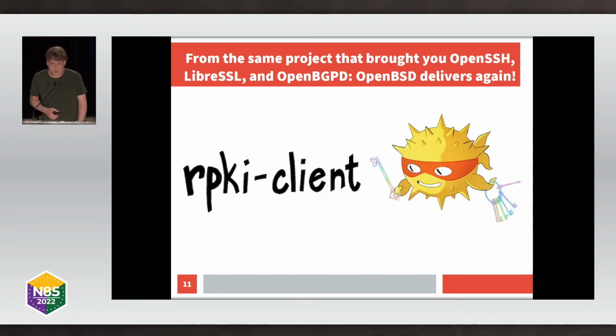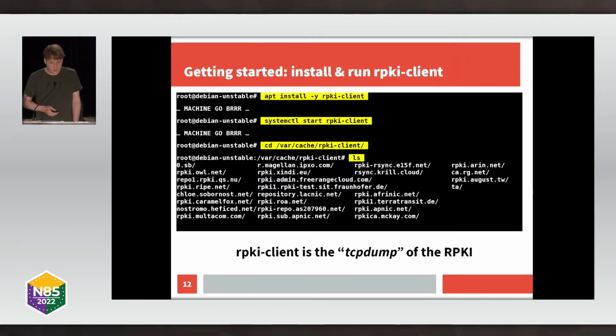So let's get into debugging. From the same group of people that brought you OpenSSH, LibreSSL, and OpenBGPD, there is a magnificent tool called RPKI Client. And RPKI Client not only runs on OpenBSD, but also on all flavors of Linux and Unix. It's very portable software. And RPKI Client is sort of the tcpdump of the RPKI technology stack.